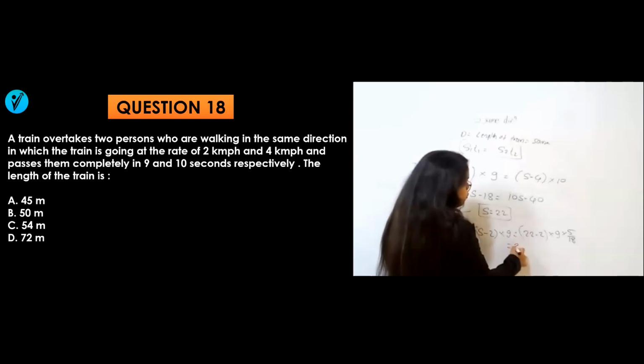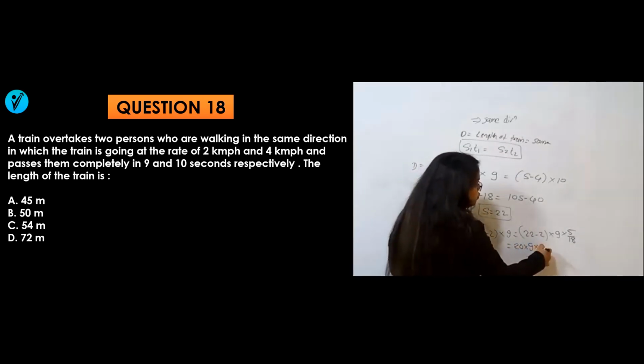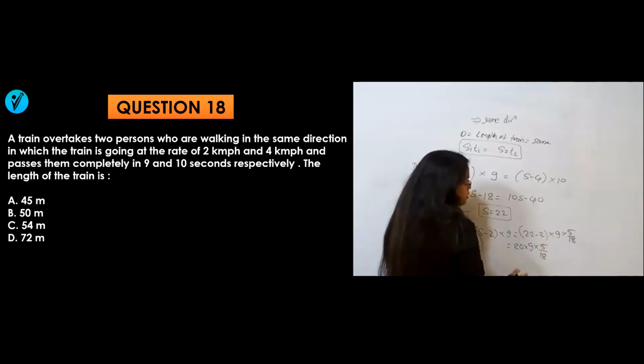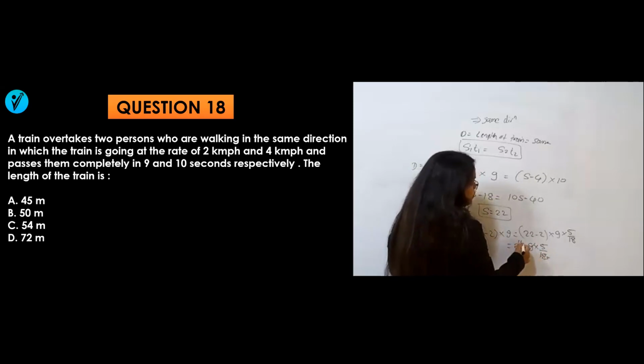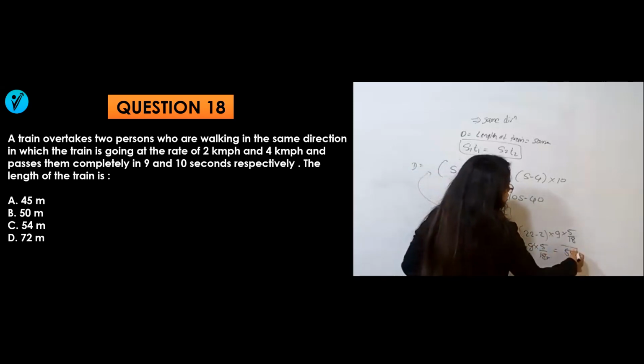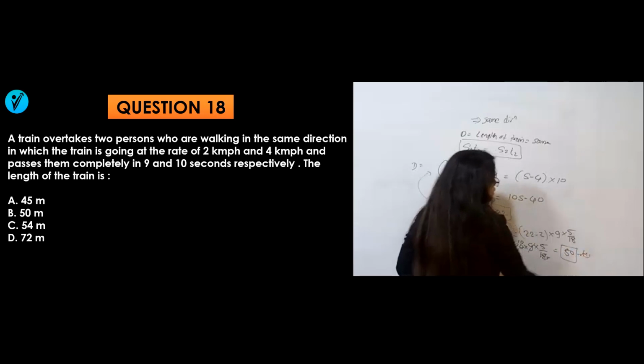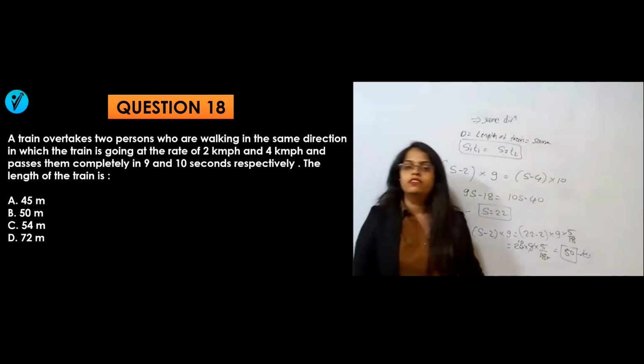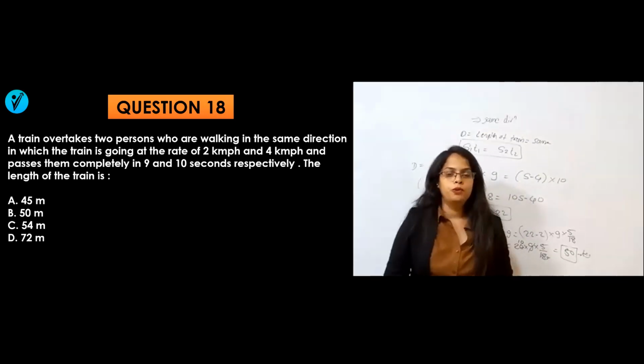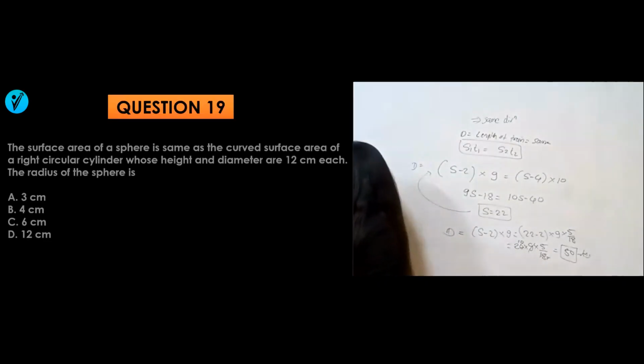So it will be equals to what? 20 into 9 into 5 by 18. So how much will it be? 9 into 2, 2 into 10, 5 tens are 50. So your answer will be equal to 50 here. That is, option number B will be the answer. I hope you understood this. Now let's go for the next question.